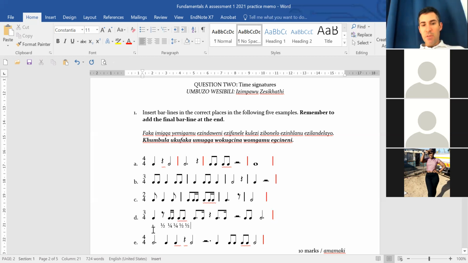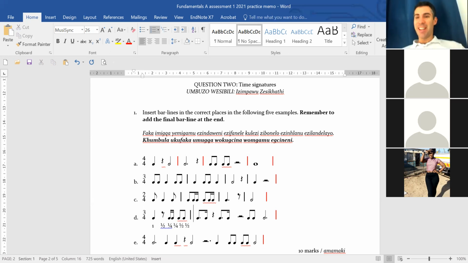So altogether here, we've got one for the crotchet, half for that, a quarter plus a quarter, and a half plus a half. So all of that together is worth three. Okay? So we need to put the bar line there. Does everybody agree with me? Yes, sir. Now, Nelisiwe, I'm going to help you with the next one because it's quite hard. All of you can help us together.